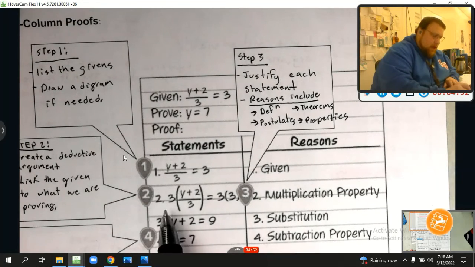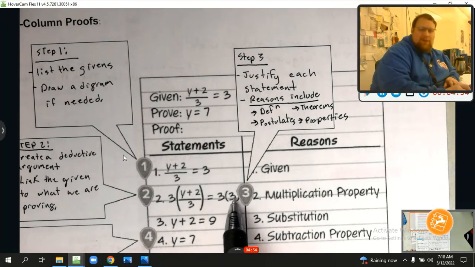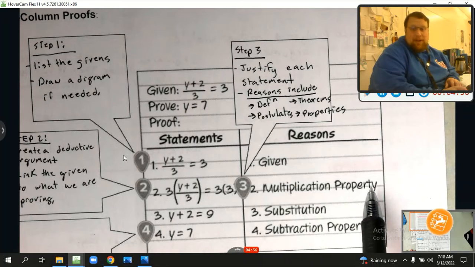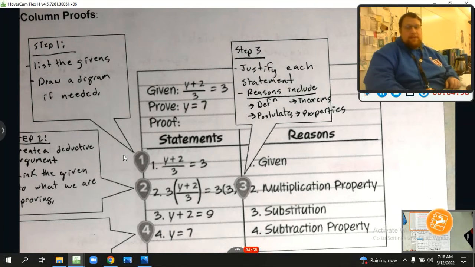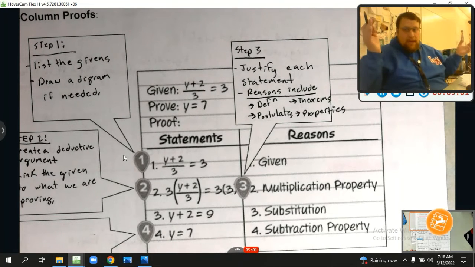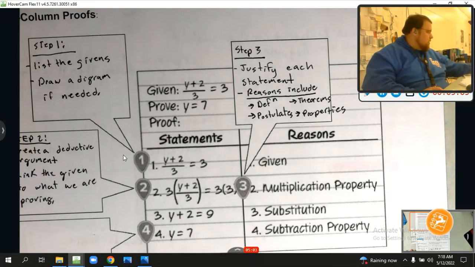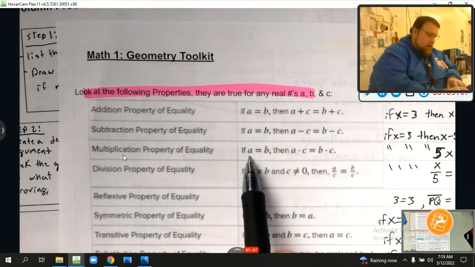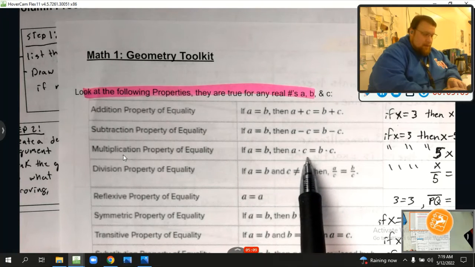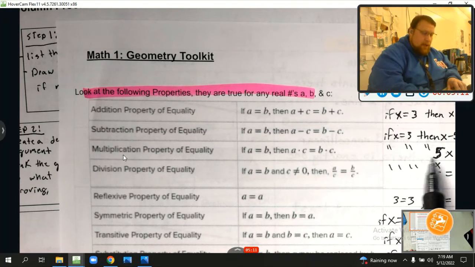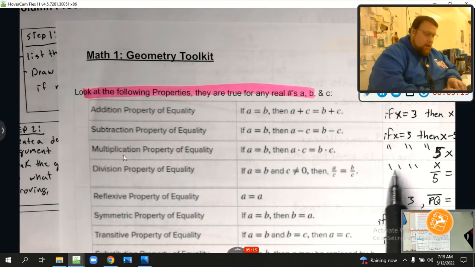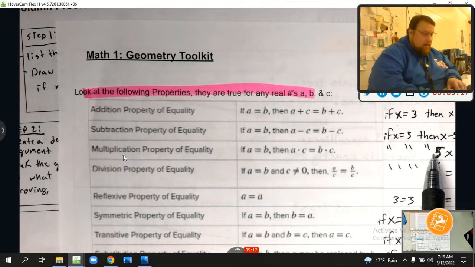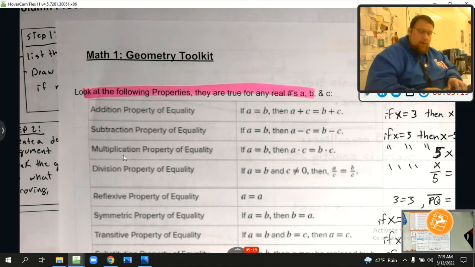You'll notice when we multiplied both sides by 3, what is that called? The multiplication property. It basically says as long as I do it to both sides of the equal sign, we're good. Let's take a look back at the multiplication property right on here. If a = b, then a times c = b times c. As long as I multiply each side by the same number, then we're good. So if x = 3, then 5 times x = 5 times 3. It's the same thing.